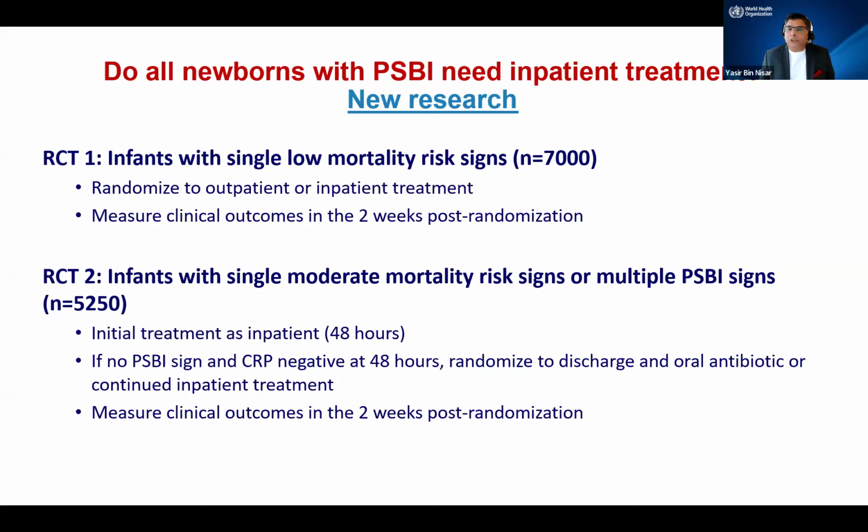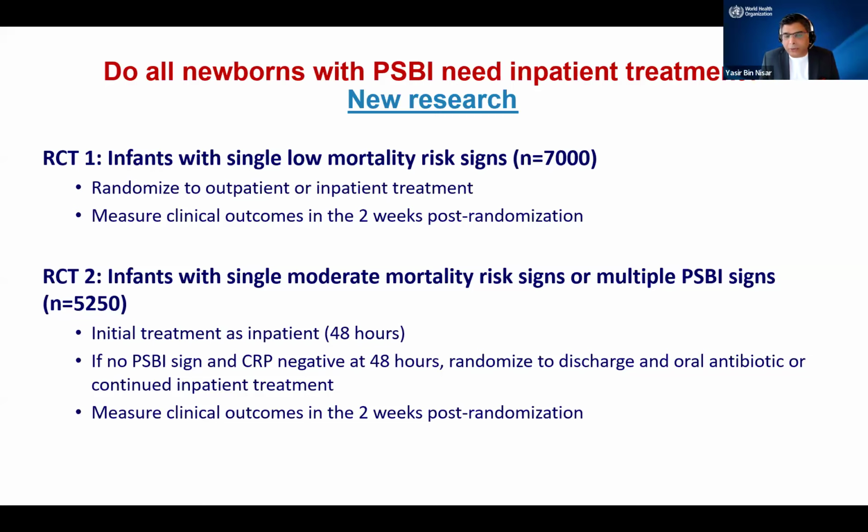The other group gets outpatient treatment with 2 days of gentamicin and 7 days of oral amoxicillin. We started this clinical trial in June 2021, and with a sample size of 7,000 we are going to complete it by June 2024. Then we will publish this, and hopefully it will help us review the current policy, either to revise it or to strengthen the current policy on management of possible serious bacterial infection.